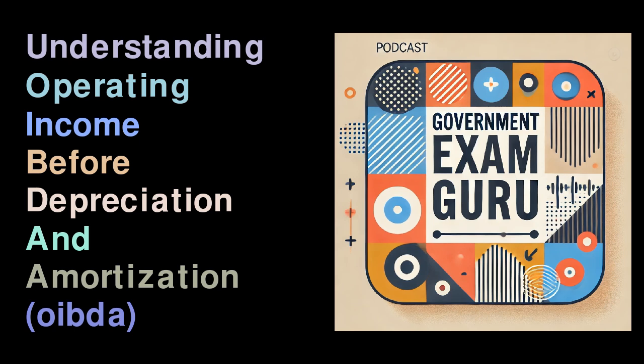Components of OIBDA. To fully grasp OIBDA, it is essential to understand its constituent elements. 1. Operating income, OI. Operating income is profit from business operations, calculated by subtracting operating expenses, like selling, general, and administrative expenses, from gross profit. Gross profit is derived from sales revenue minus the cost of goods sold, COGS.